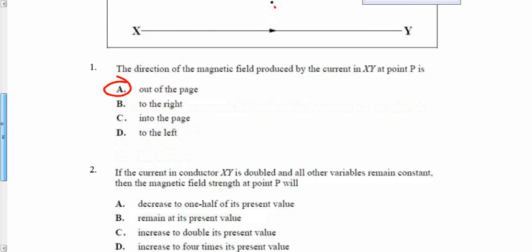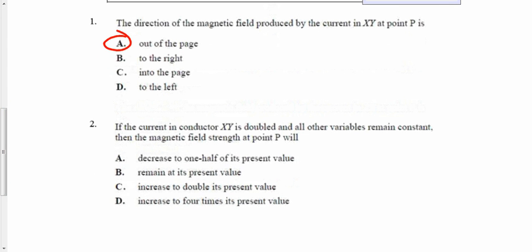Now, question 2 says, if the current in the conductor XY is doubled and all other variables remain constant, what's the magnetic field strength going to be at point P?